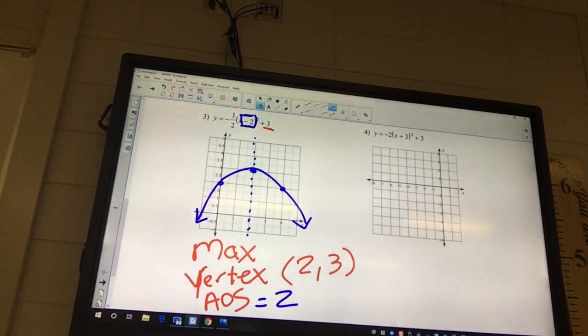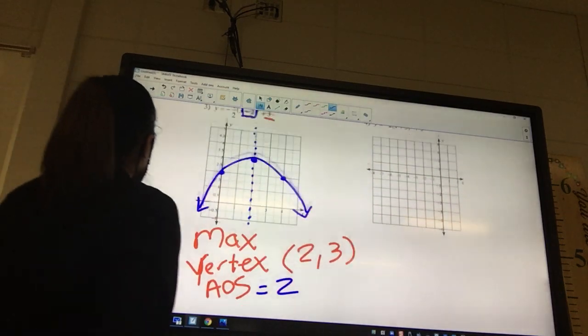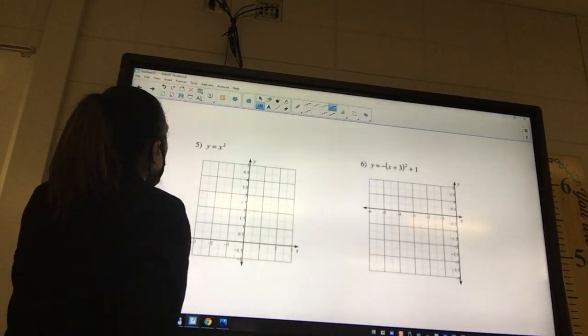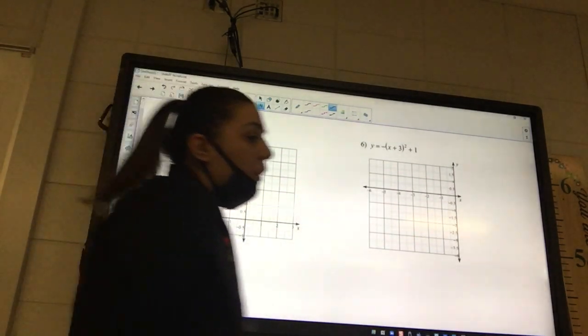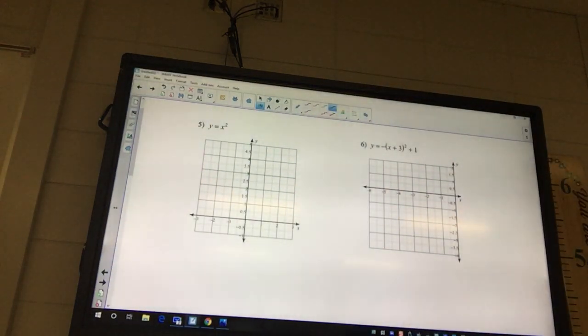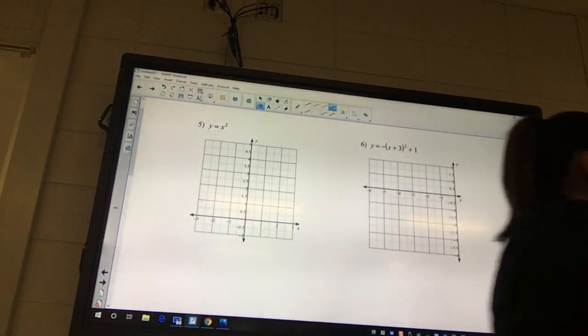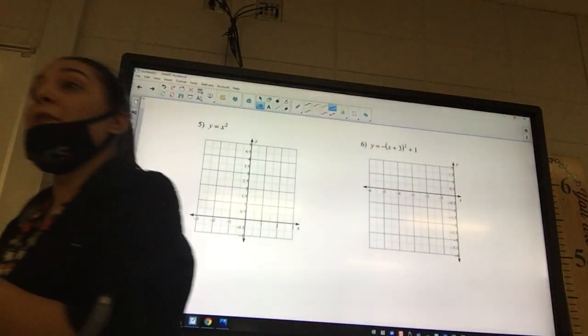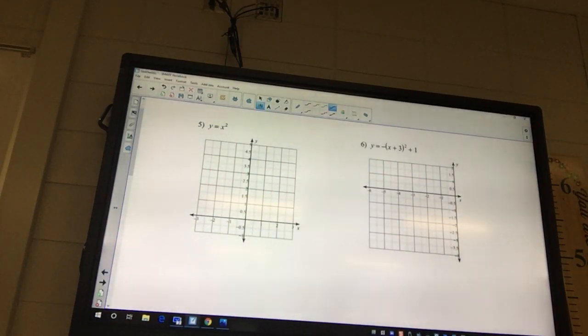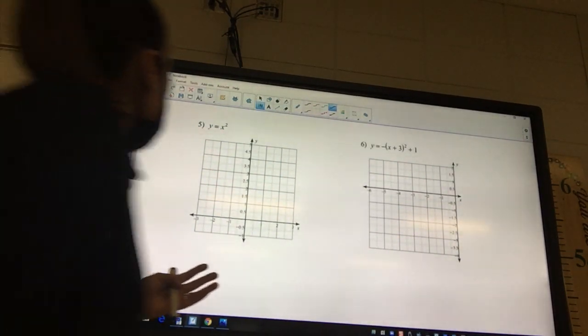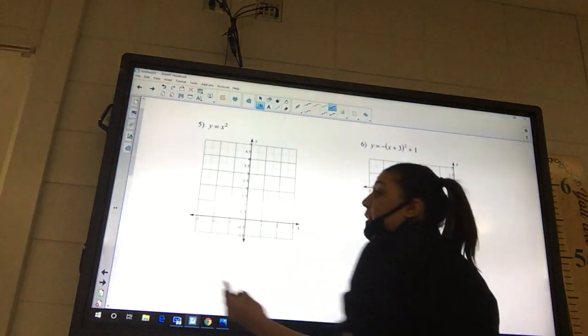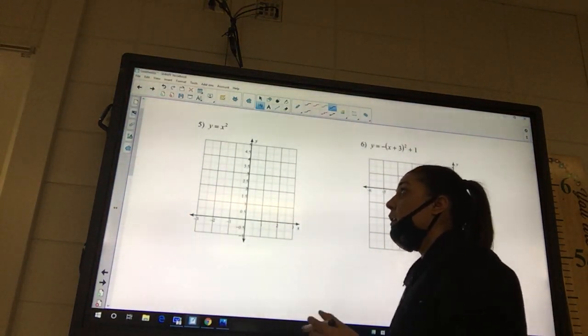All right. Okay, let's look at 4. What is 4? It's minimum. It's gonna be max. What's it called, though? It's the mom and dad function. This is what every function is based off of. You guys should know how to do it. I've been making you graph it every day. So what is the vertex gonna be at? 0, 0.